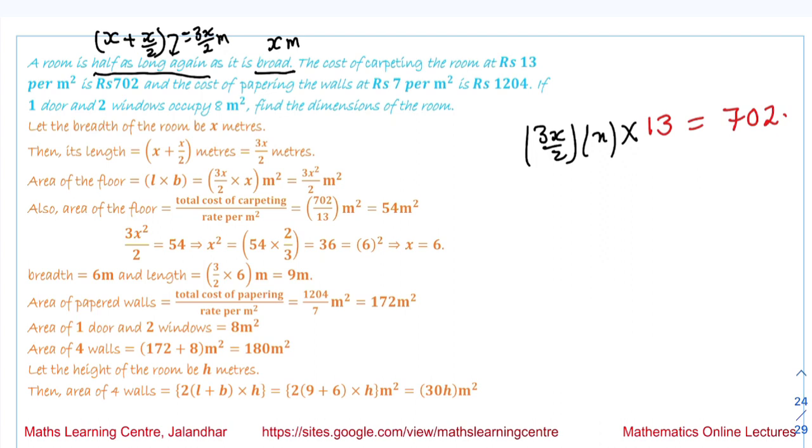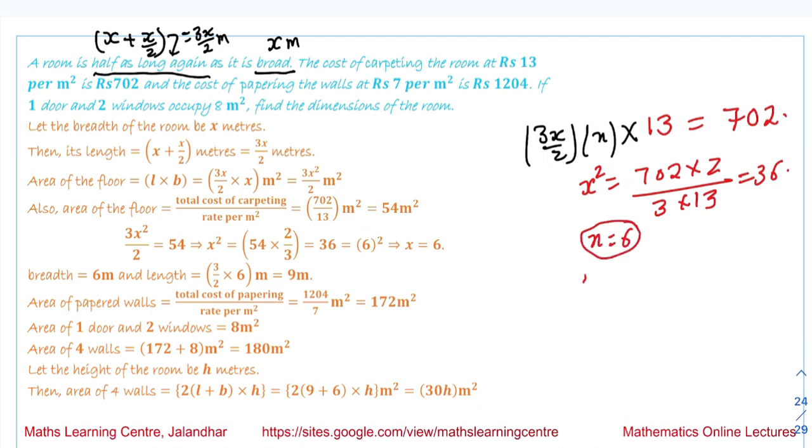So what we get is that x square is equal to 702 into 2 by 3 into 13. On solving this, we will get this is equal to 36. So the value of x we will have is 6. So it means that the breadth of the room is 6 units and the length of the room is 3 into 6 by 2, that is equal to 9 meter. This is 6 meter and length is 9 meter.